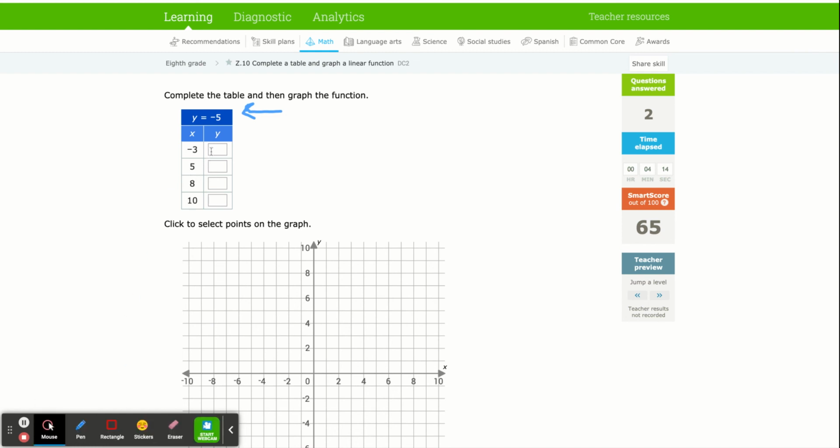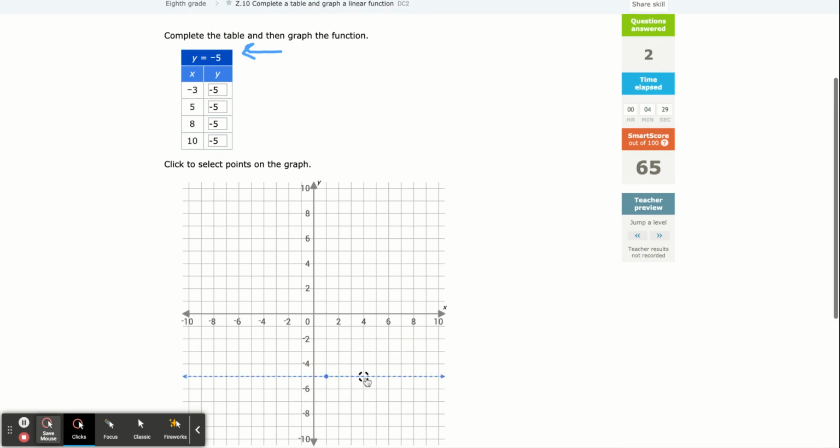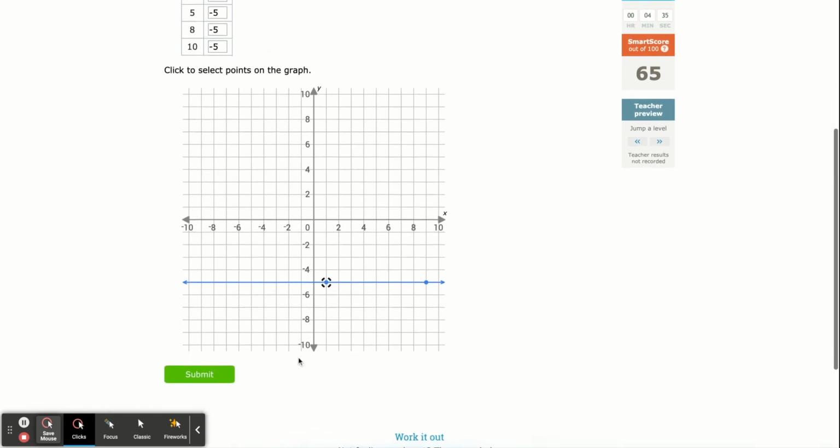We're always saying that y is -5, no matter what x is. If I say x is 5, y is -5. If I say x is 8, y is -5. If I say x is 10, y is -5. And so I come here and graph that down here at -5. I don't even have to graph the points they give me. I can graph any point I want as long as it's on this horizontal line of y equals -5.